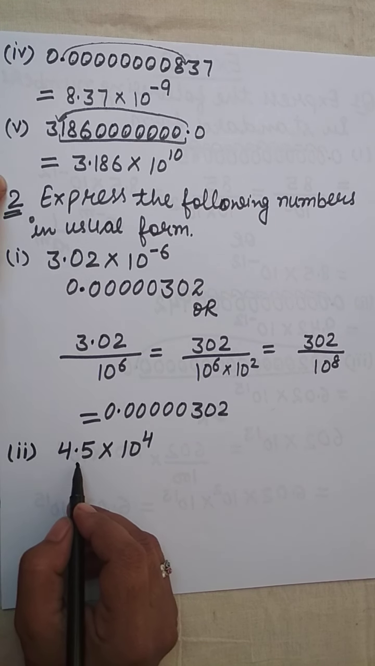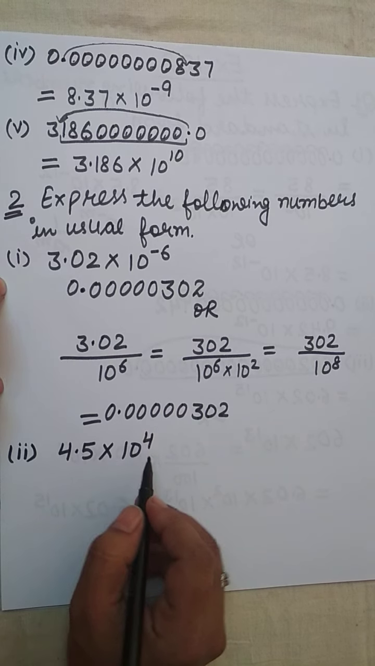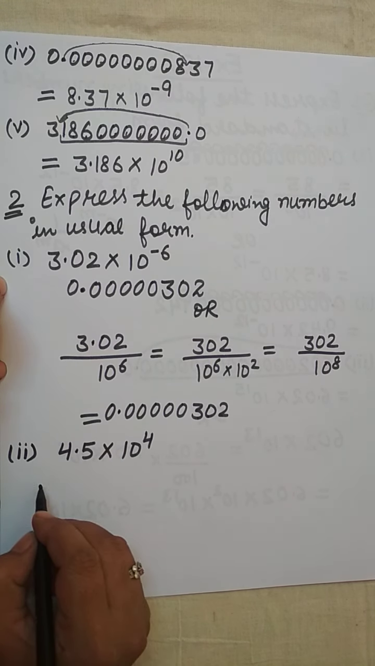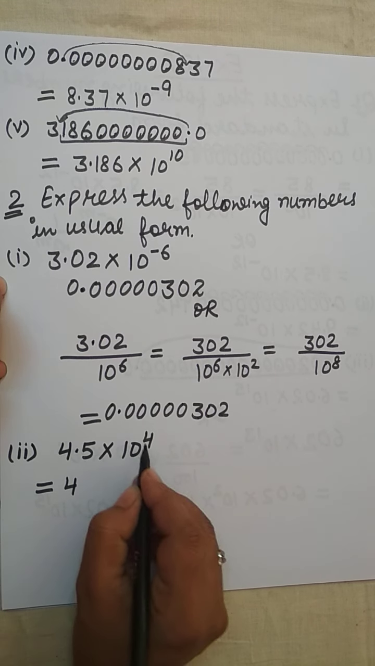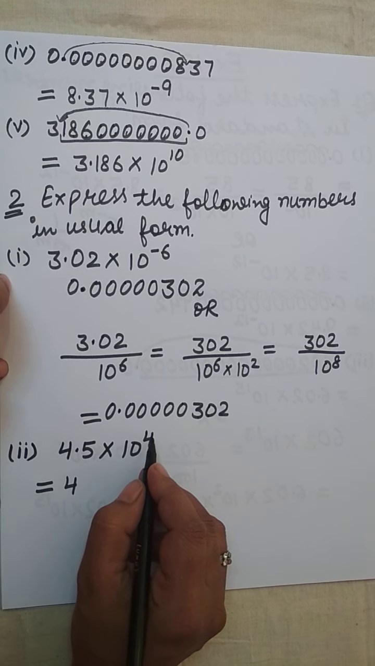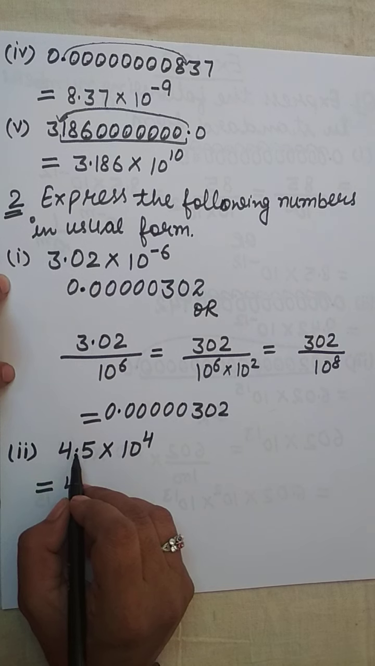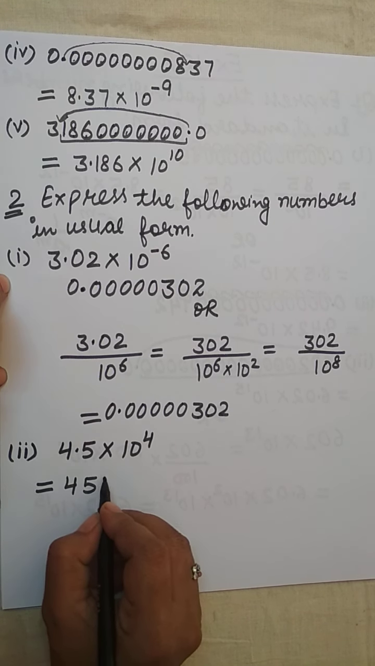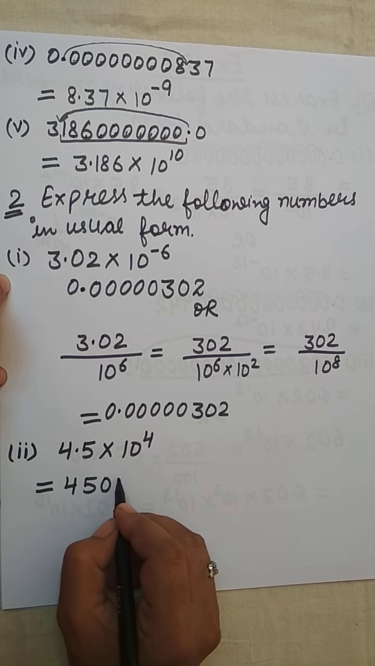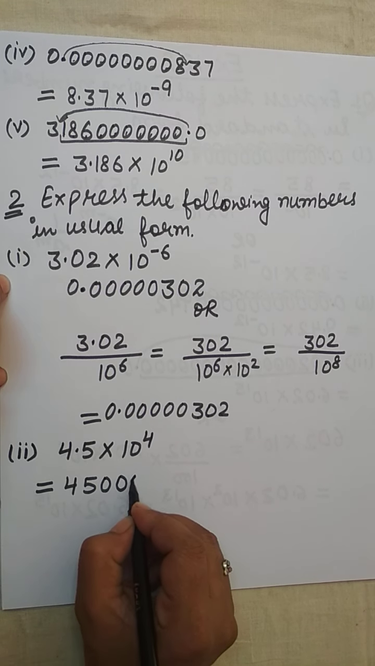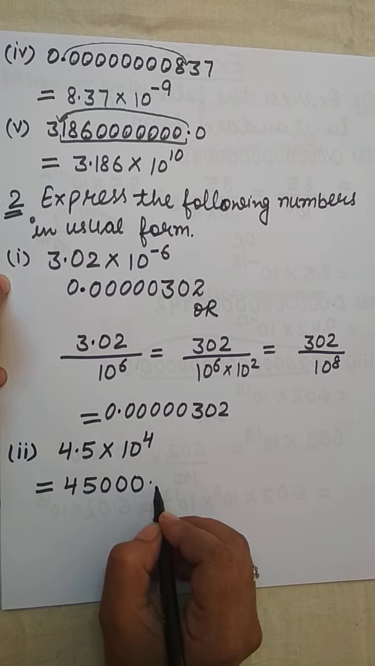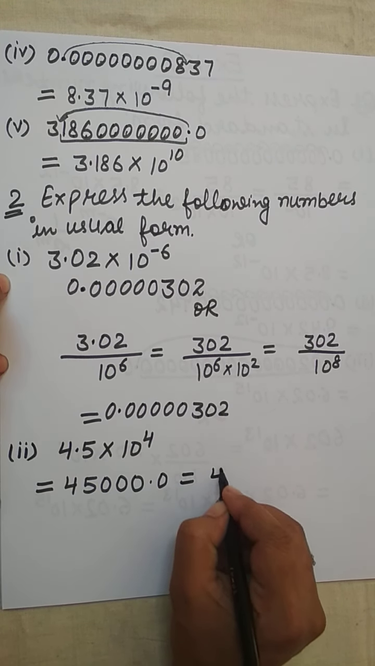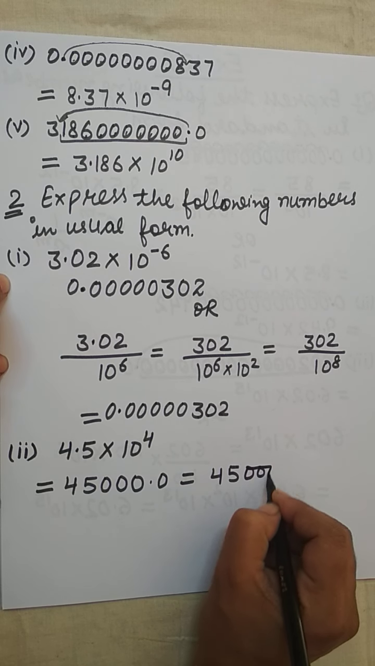Second part is 4.5 into 10 raised to power 4. Now as we know the power is positive, the decimal will be shifted to the right side. That is, I will shift this decimal 4 digits to the right side. So the first digit is 5, second is 0, third digit and fourth digit. It can be written as 45,000.0, or simply it can be written as 45,000 is the answer.